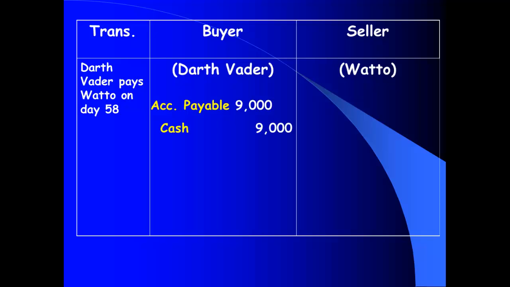What does the seller have more of? Cash, an asset, up with the debit. And what does the seller have less of? Accounts receivable, an asset, goes down with the credit. Buyer has less accounts payable, seller's got to have less accounts receivable. The buyer has less cash, the seller's got to have more cash.